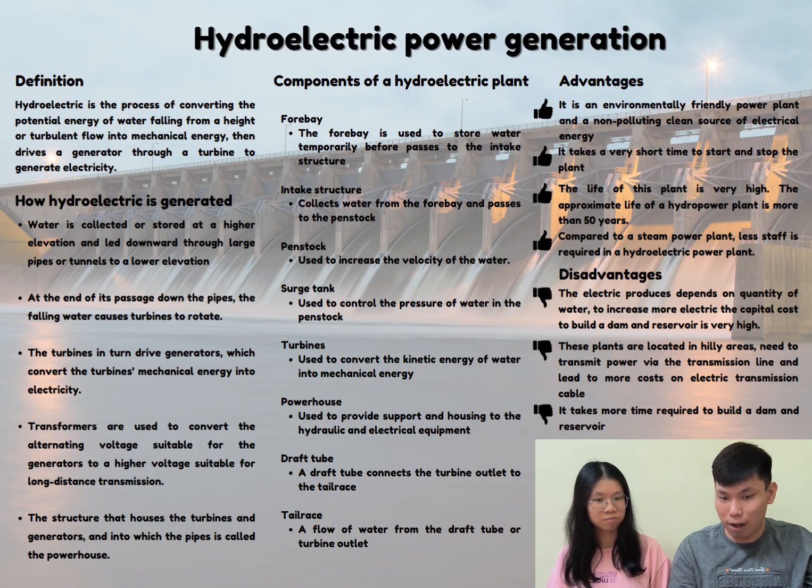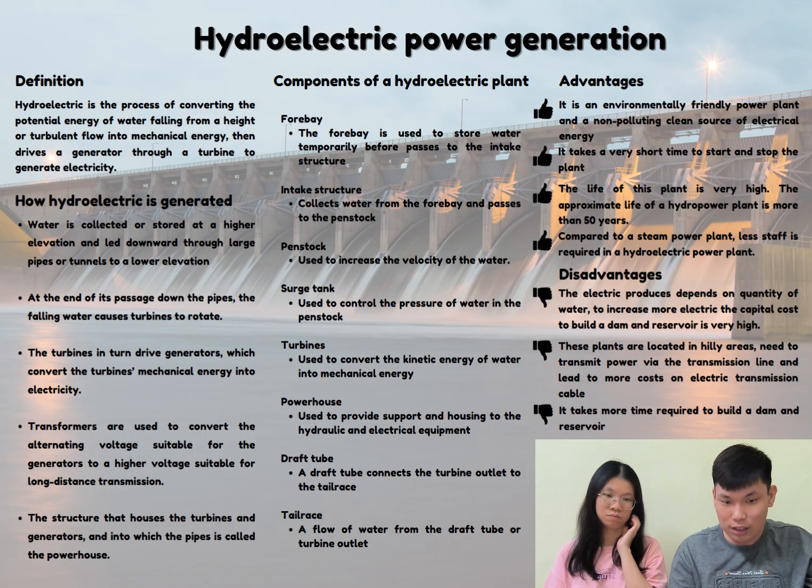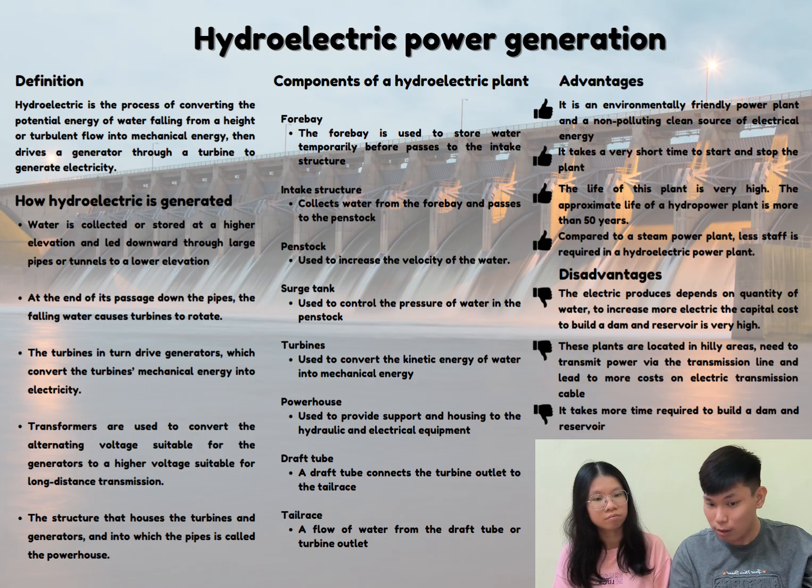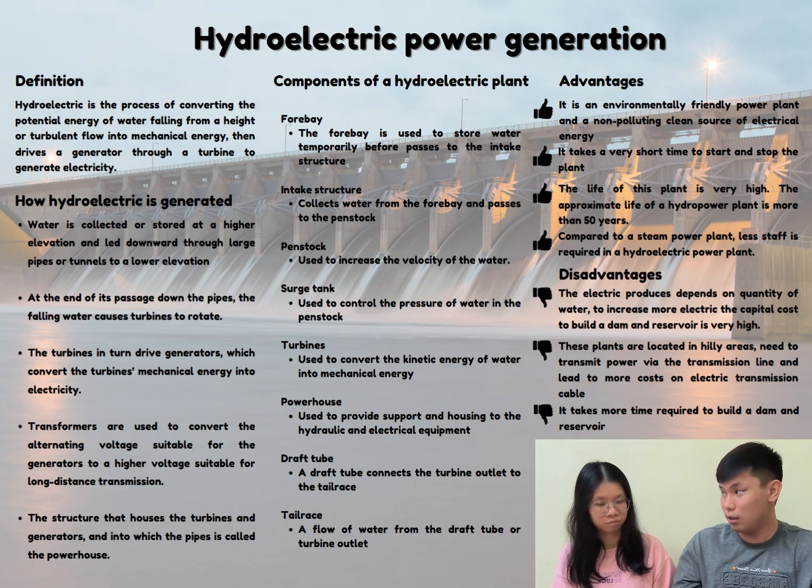Then the next one is the powerhouse, used to provide and support housing for the hydraulic and electrical equipment. The next one is the draft tube. A draft tube connects the turbine outlet to the tail race. So the draft tube is a tube that connects from the powerhouse to the tail race.